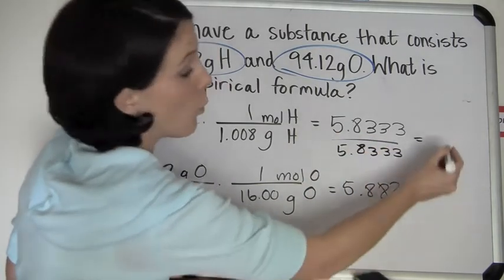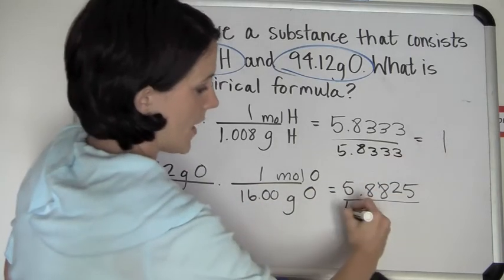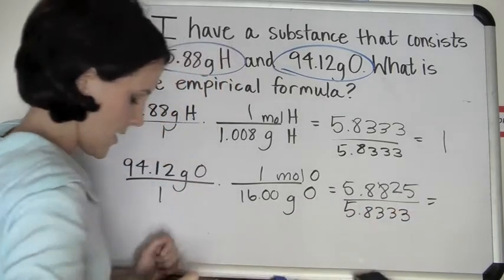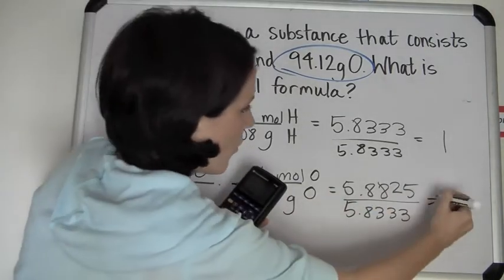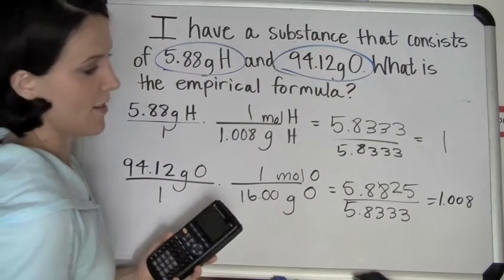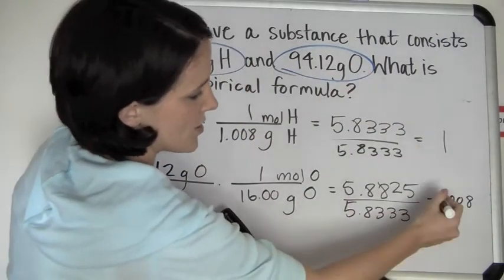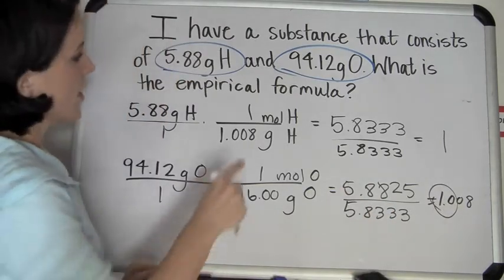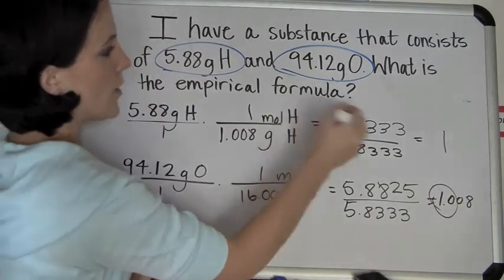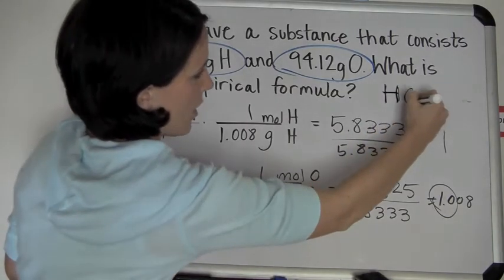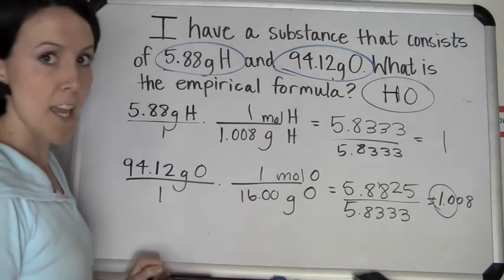5.8333, I should get 1 there. Divide by 5.8333, and I get 1.00843. This can be rounded to the whole number of 1. So I know it's a 1-to-1 ratio. So my empirical formula will be HO. And that's my answer.